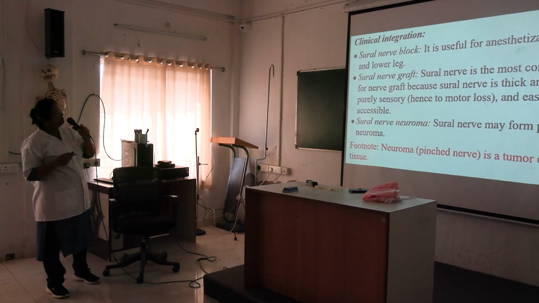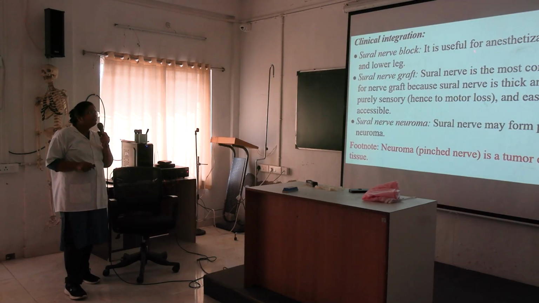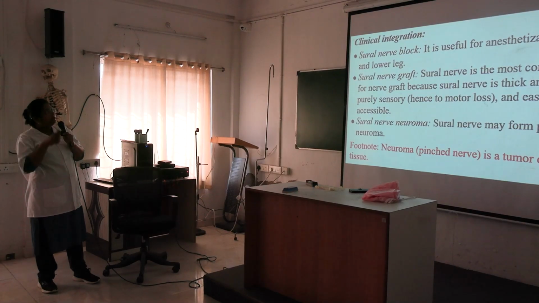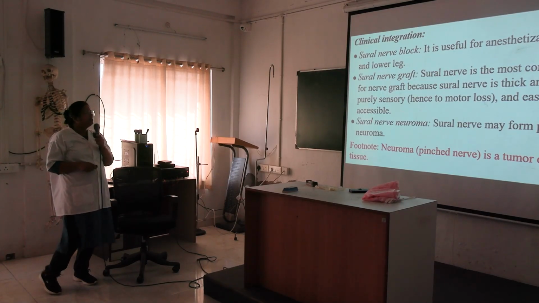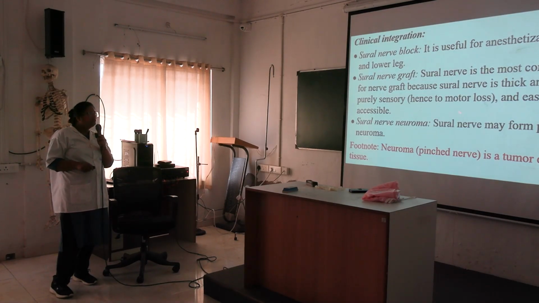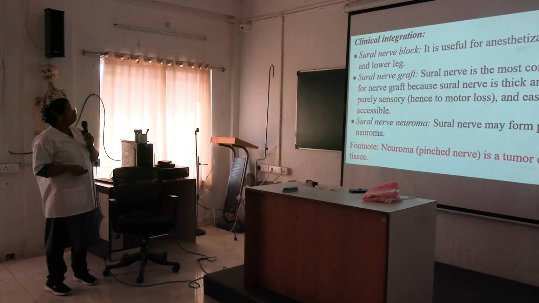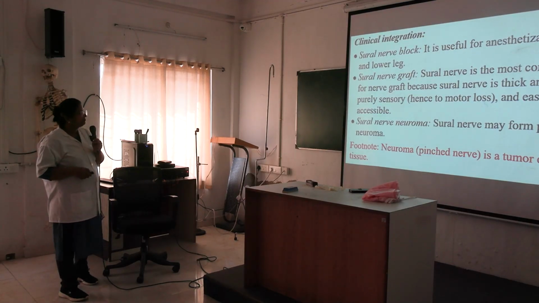Now some clinical aspects we will discuss. First is sural nerve block, useful for anesthetization of the foot and lower leg. Okay, and sural nerve grafting. Sural nerve is the most commonly used for nerve graft because sural nerve is thick and long, a purely sensory nerve. Hence, there is no motor loss and it is easily accessible in the superficial fascia. Okay, and sural nerve neuroma. Sural nerve may form painful neuroma. Neuroma is a tumor formation over the nerve.